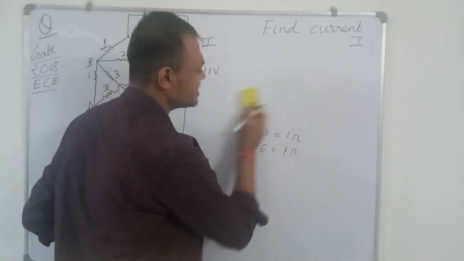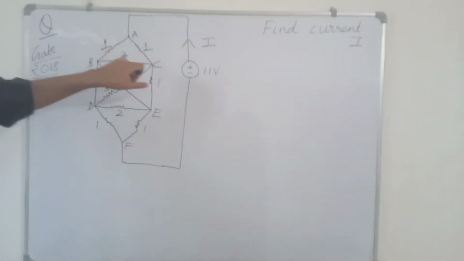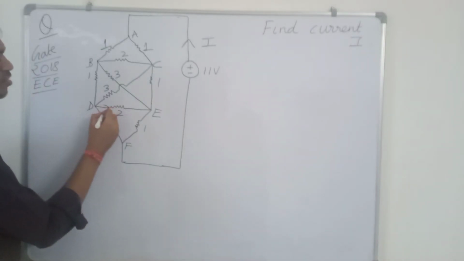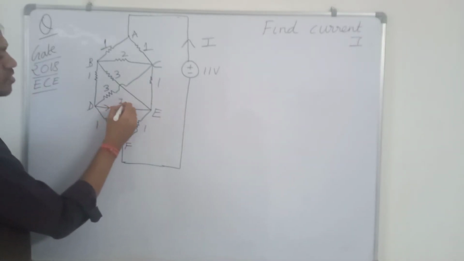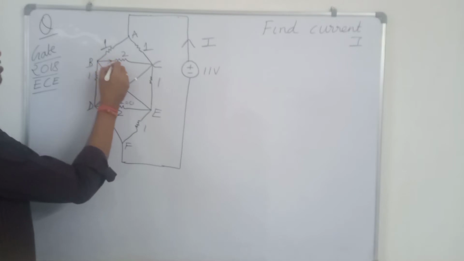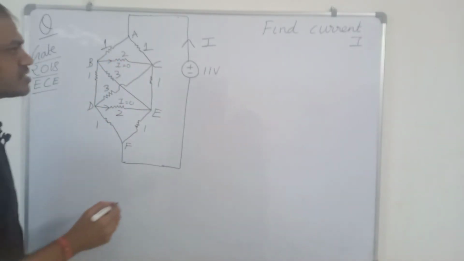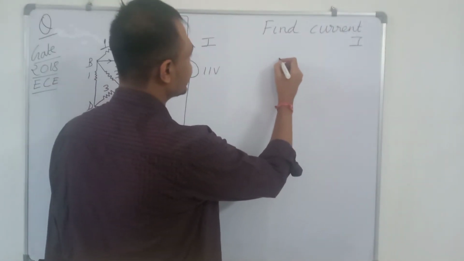So B and C are equipotential points and D and E are equipotential points. So the current through this 2 ohm resistor will be 0 and the current through this 2 ohm resistor will also be 0. So we can remove these 2 ohm resistors, and we can draw the equivalent circuit like this.